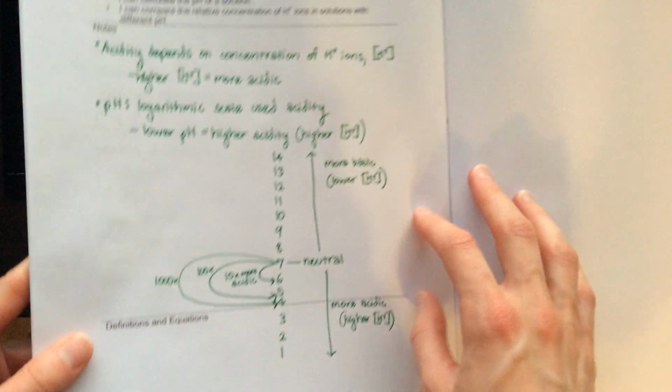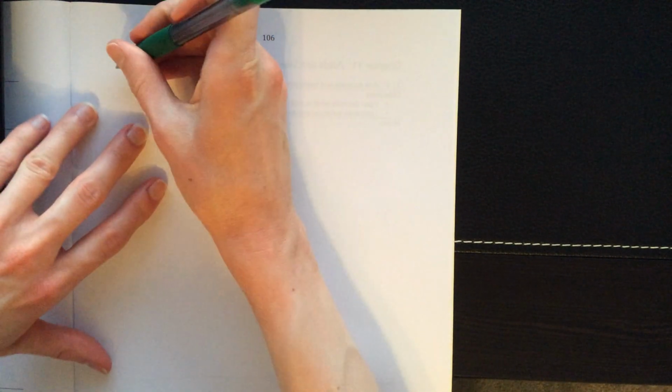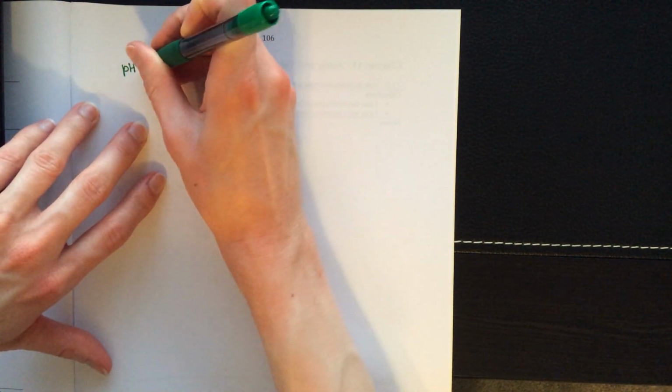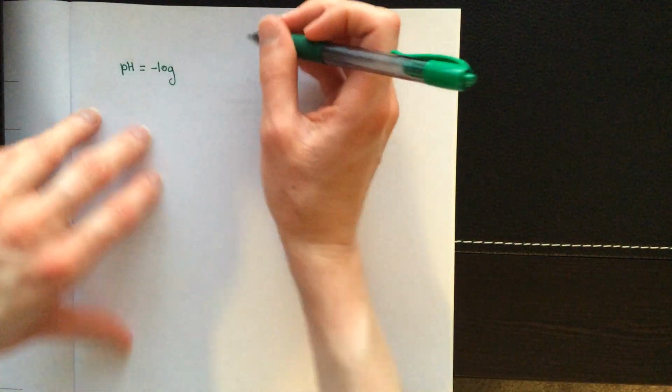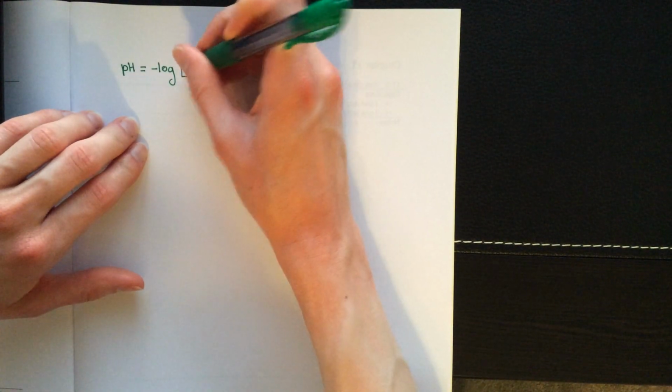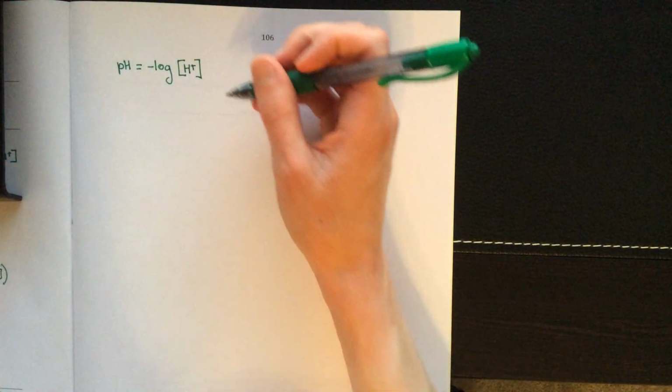Okay, one last thing we need to talk about with pH. I know this is a lot today, but I know you guys can handle it. Okay, we need to talk about how to calculate pH. It's a very, very simple formula. To calculate pH, you take the negative log. Don't worry, you don't have to know too much about logs. You just have to type it in on your calculator here. So you take the negative log of the H plus concentration.